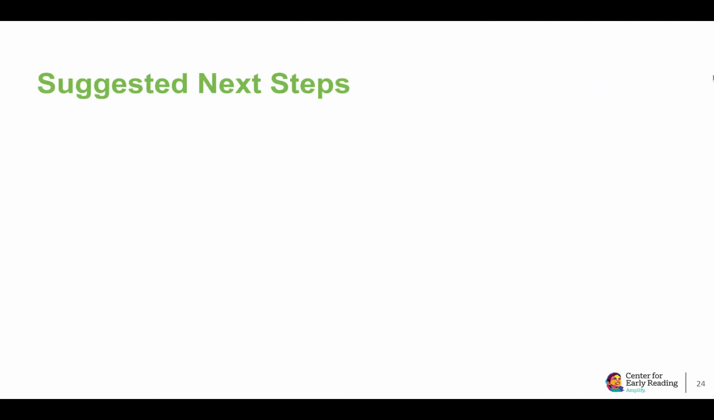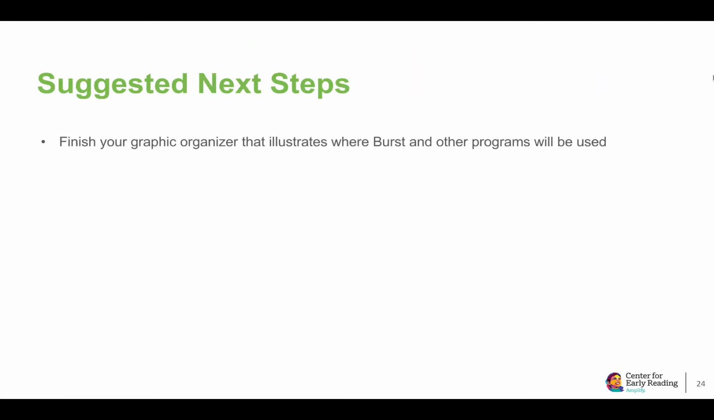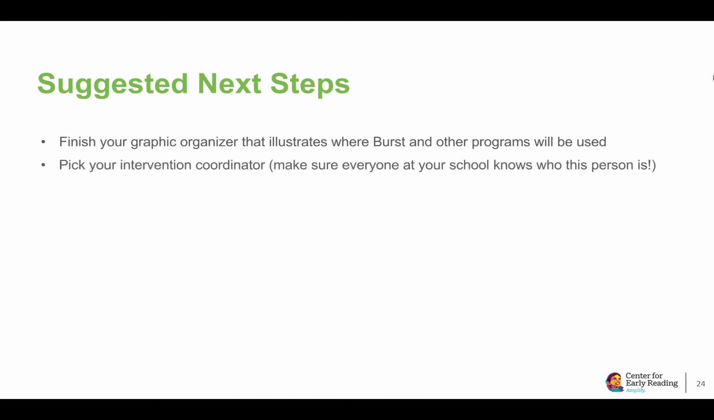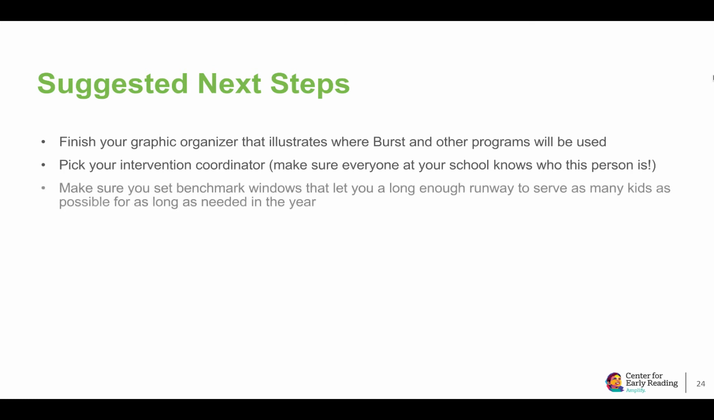Here are your suggested next steps. Finish a graphic organizer that you started on part 1 of this module and make sure that it illustrates where Burst and other programs will be used. Pick your intervention coordinator. Once you pick that person, make sure that everyone at your school knows who the coordinator is. Set up your benchmark windows so that students have a long enough runway to make as much gain as possible. This means shorten your assessment windows and start beginning of the year benchmark assessments as soon as possible, and push out the end of the year assessments as late as possible in the school year.